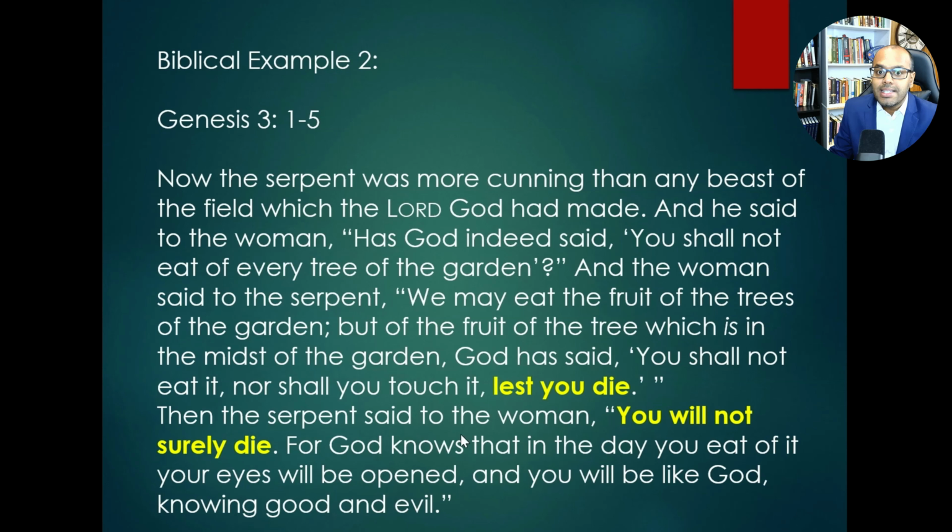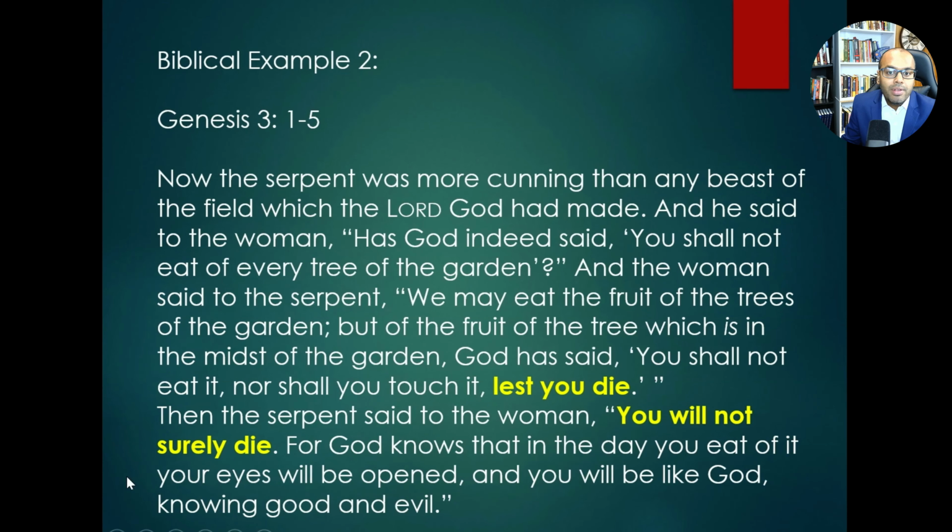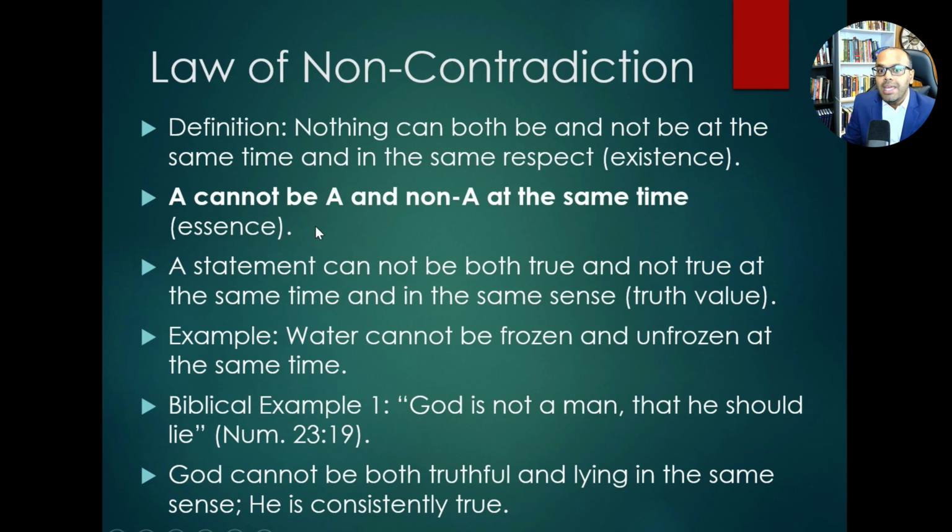And here the serpent said to the woman, "You will not surely die." So only one is possible. Either you will die or you will surely not die. So we know that this verse basically means that Adam and Eve did not physically die, but they spiritually died. The moment they ate the fruit, they were separated from God. Like we said in the definition, A cannot be A and not A at the same time. So a statement cannot be both true and not true at the same time and in the same sense. So that is the law of non-contradiction.